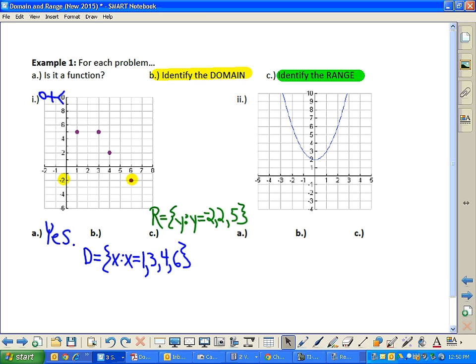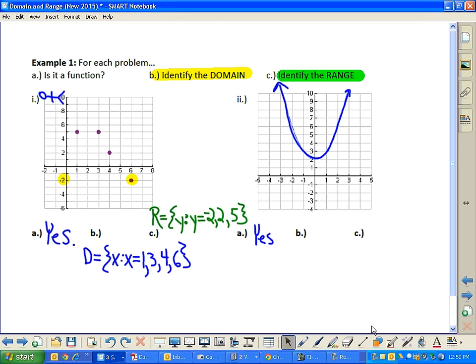With part 2, you may notice that this graph is not discrete. It is indeed continuous. And when we have continuous functions, it's beneficial, I think, to use our interval notation. So I'm going to show you how to work that. First of all, I would do the vertical line test on this particular graph, and I noticed that this graph would pass the vertical line test. So indeed, yes, this is also a function.